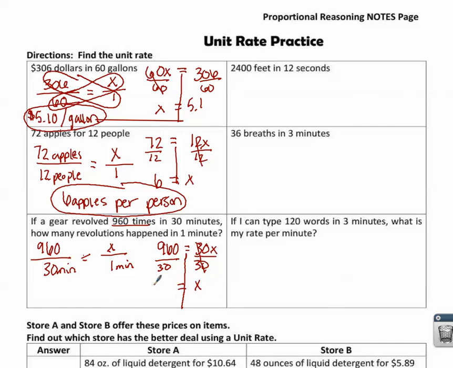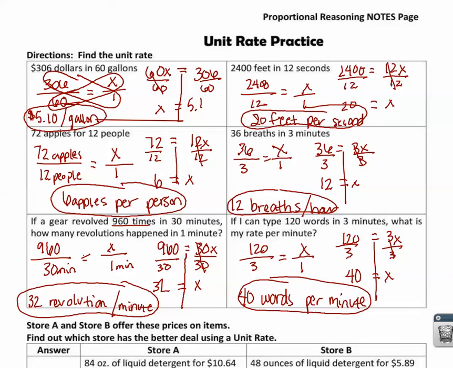You have a one-step equation you need to solve. So you get x equals 32. That is not your final answer. Write out your statement. 32 revolutions, that's per minute. Circle your final answer. Pause the video, try the right side. Check your answers. If you have any questions, ask your teacher.